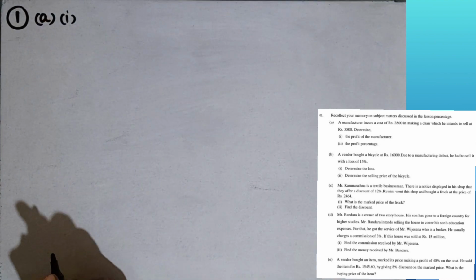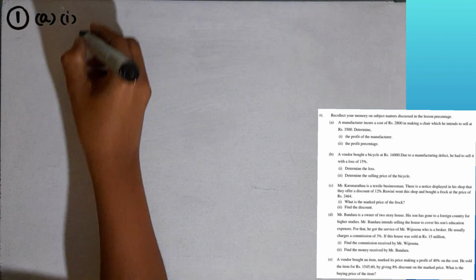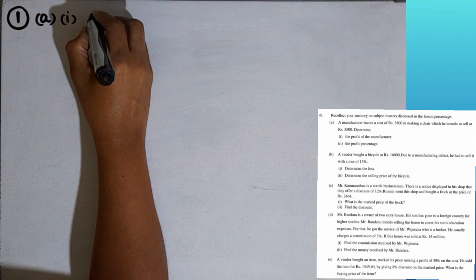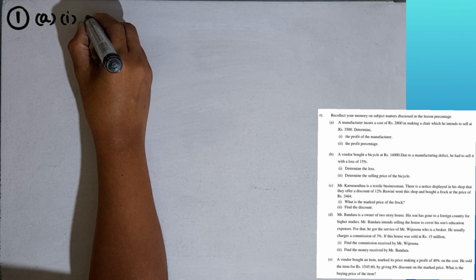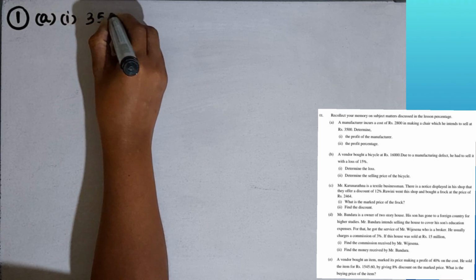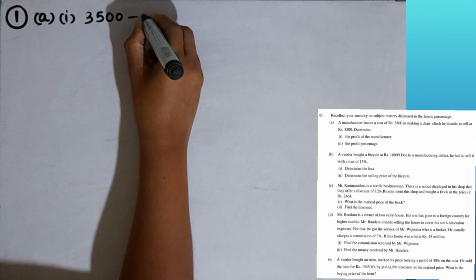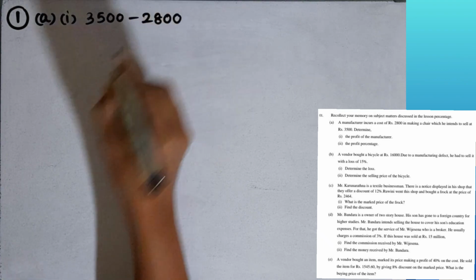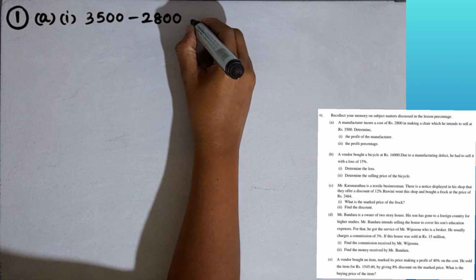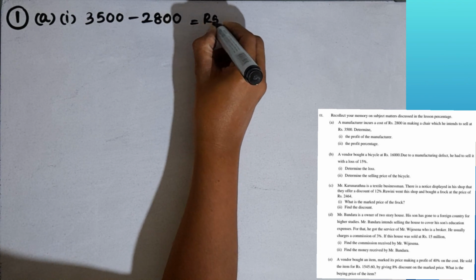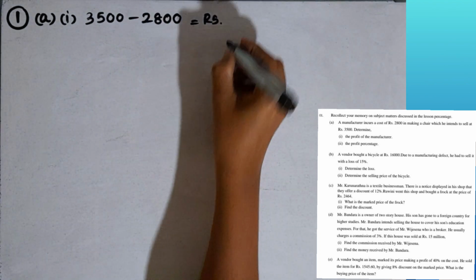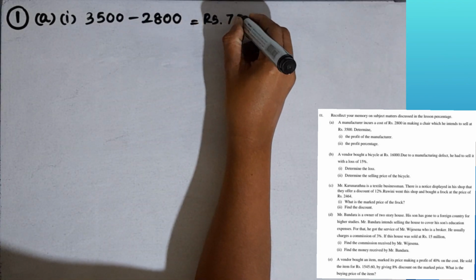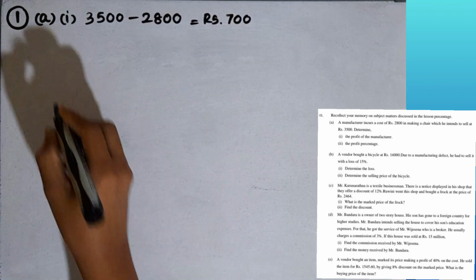How to find the profit? We have to subtract 2,800 from 3,500. 3,500 minus 2,800. What is the value here? 700 rupees. That is the profit.